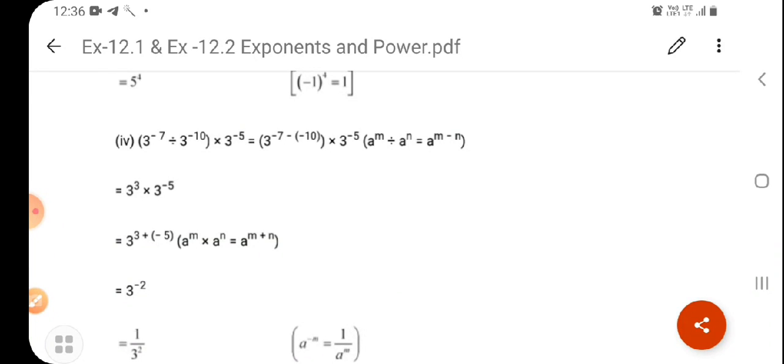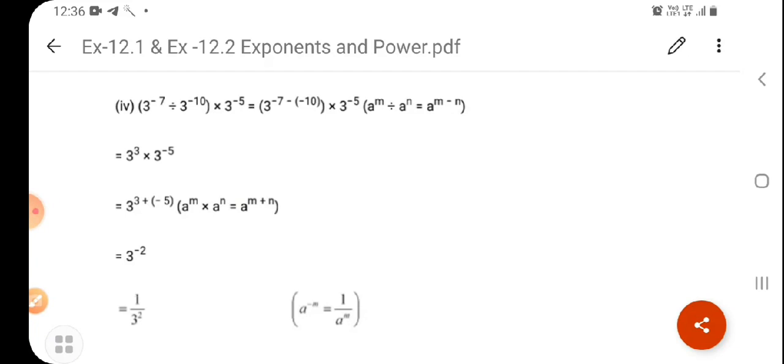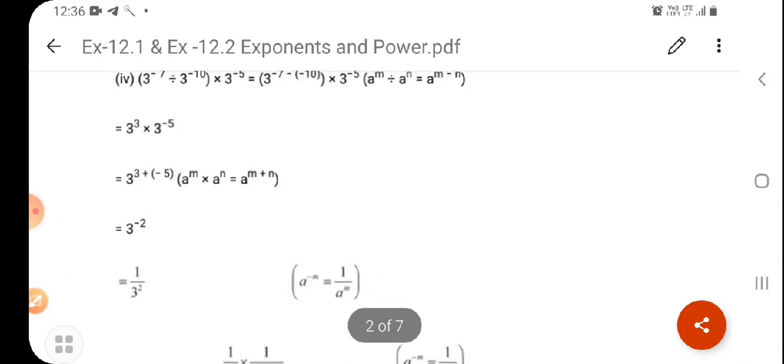Okay, next one is 3 to the power minus 7 divided by 3 to the power minus 10 into 3 to the power minus 5. Here the base is the same, and as we know, the identity says that the divide sign will make the powers subtract, and the multiply sign between the same base with different powers makes the powers get added. Here in the multiply, a to the power m into a to the power n is a to the power m plus n, the powers get added. 3 plus minus 5 is equal to minus 2, which is equal to 1 upon 3 to the power 2.